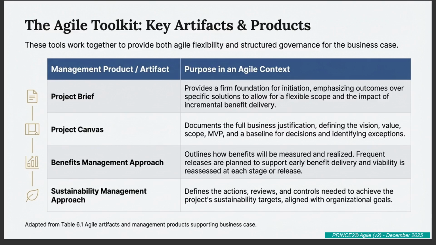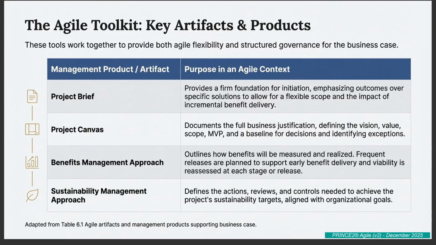Its job is to provide the foundation for initiation. How is the Agile version different? The key shift is it has to emphasize outcomes over specific solutions. It needs to articulate the what and the why, but give the team freedom on the how. So it allows for that flexible scope. Exactly. The brief must include the project vision, the project canvas itself, a high-level backlog, and the defined tolerances. It's the mandate for the project.